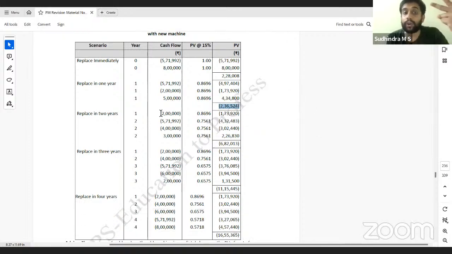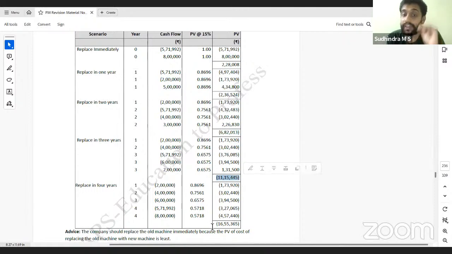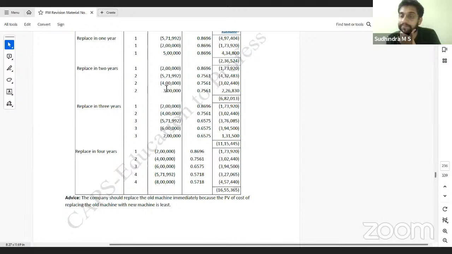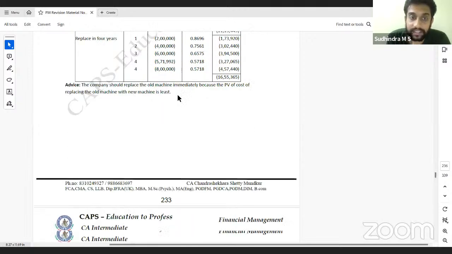Same way, year 2. When I replace at the end of year 2, in year 1 I have incurred 2 lakh as maintenance for the first machine. Year 2, I'm incurring 4 lakh as maintenance plus outflow for this particular machinery at the end of year 2, plus I'm getting 3 lakh rupees as salvage value. So again, loss. Same way, year 4, loss. Year 5 also loss. So what is the best way? Replace immediately. Are we understanding? Yes, sir.